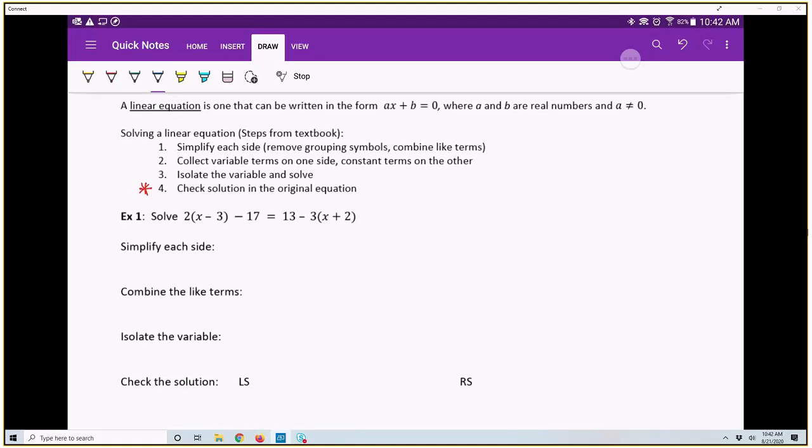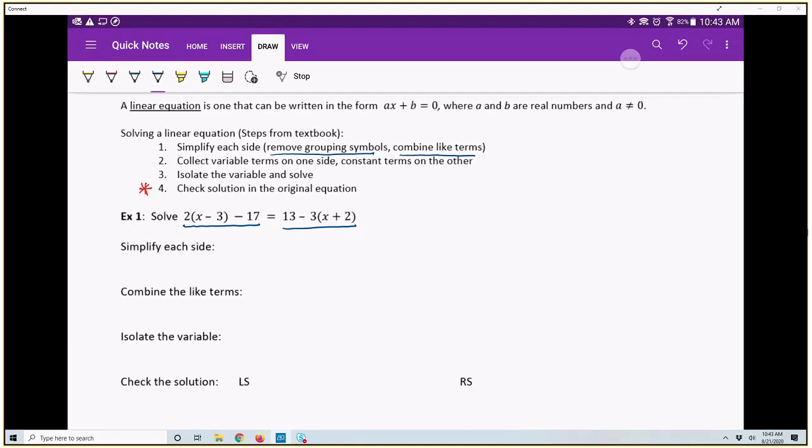So my first step is to simplify each side. I see I have a left side, 2 times x minus 3 minus 17, and then I have an equal sign, and on the right side, 13 minus 3 times x plus 2. So we want to remove grouping symbols and combine like terms. So we can do that on each side here.